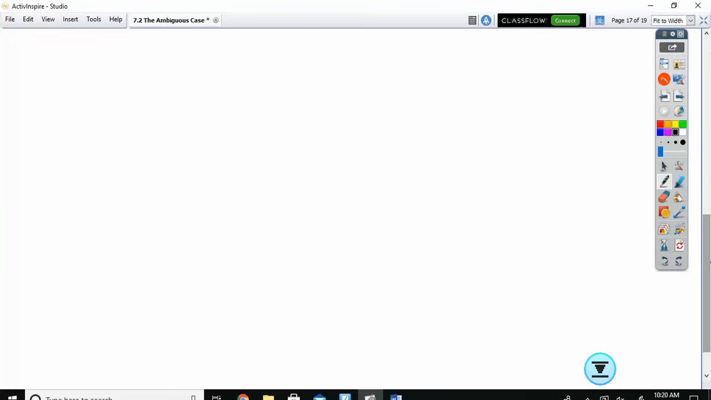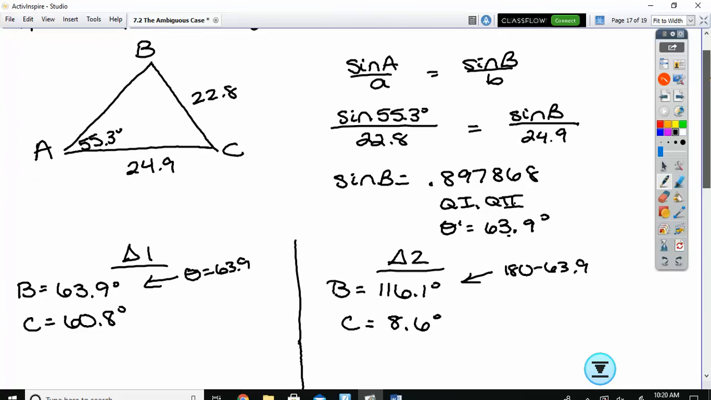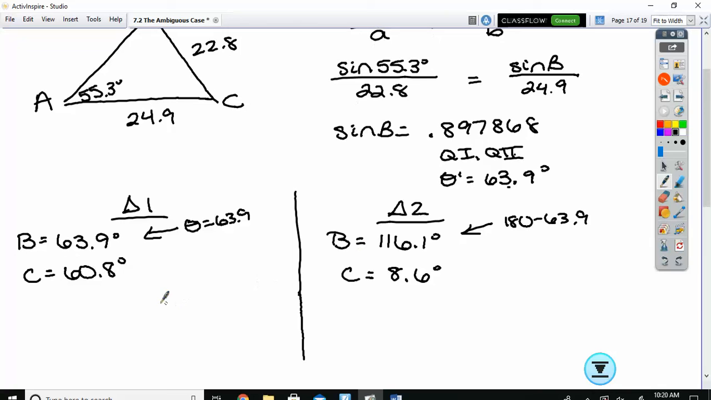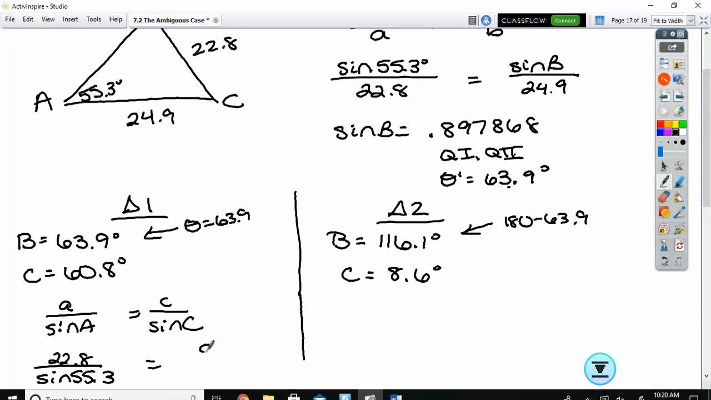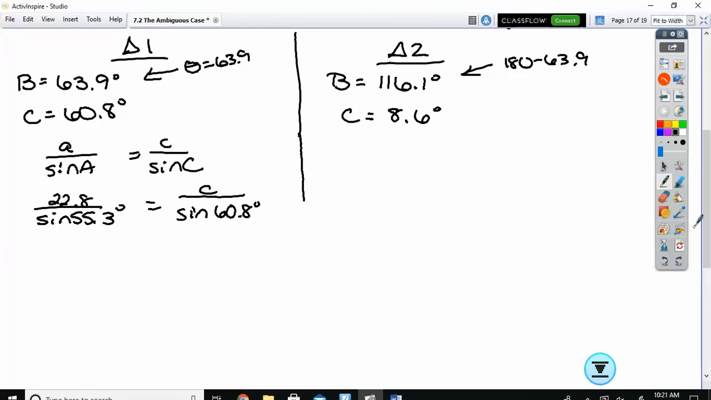Alright, so we had sides A and B to begin with, so we need C. So I'll do A over sine A equals C over sine of C. So that's 22.8 over the sine 55.3 equals C over the sine of 60.8. So we can multiply that over, and our side is 24.2 feet.